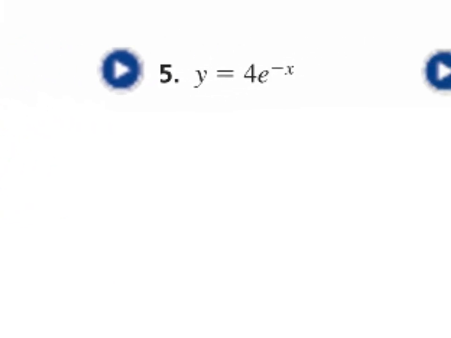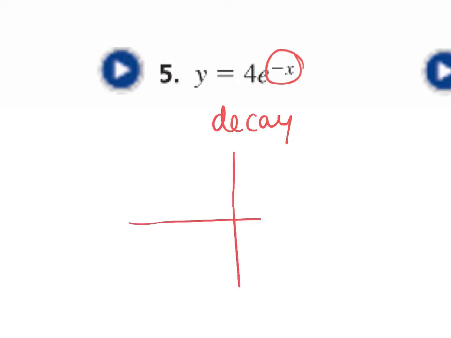What about for number 5? Decay. Since our x is negative, we have decay. That means our graph decreases.